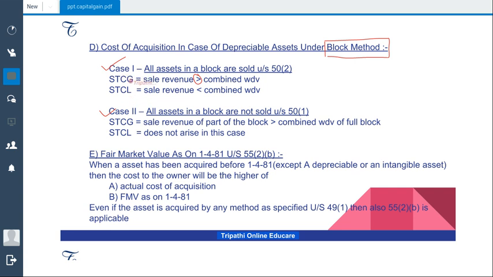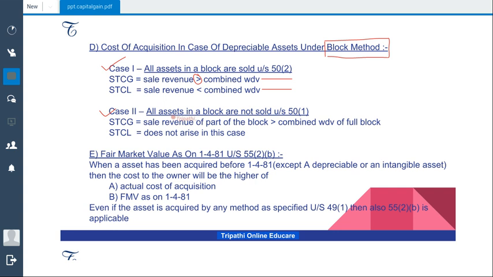In the previous situation, we had short-term capital gain of 2 lakhs rupees, that is 5 lakhs minus 3 lakhs. Right? So if you sell all the assets in a block, you will have short-term capital gain if sale revenue is greater than combined WDV. And you will have short-term capital loss if sale revenue is less than combined WDV.